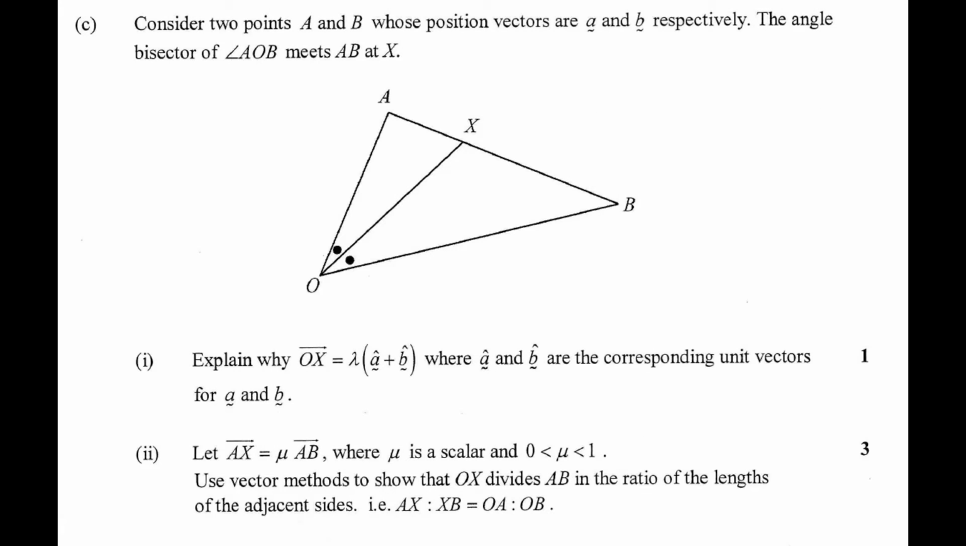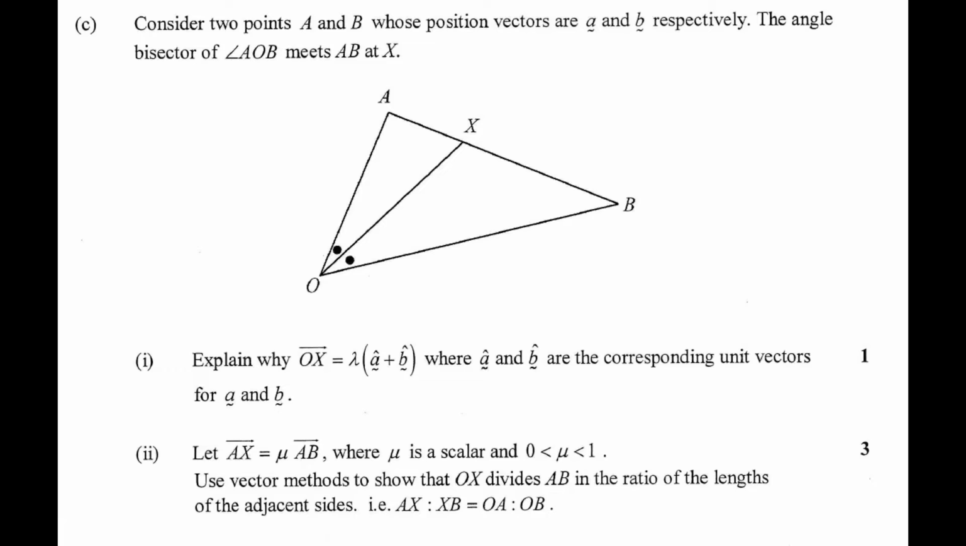Hi everyone, in this video I'm working through question 15 part C of the 2020 Extension 2 trial exam from North Sydney Girls. So it's a two-part vector question, and as normal I'll work through each part in a separate video. The background to the question says, consider 2 points, capital A and capital B, whose position vectors are lowercase a and lowercase b vector respectively.